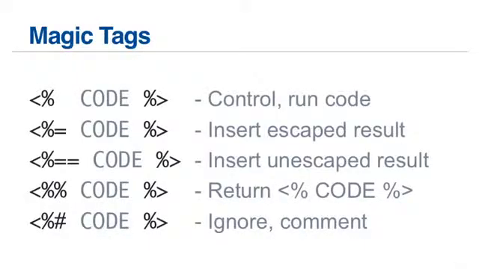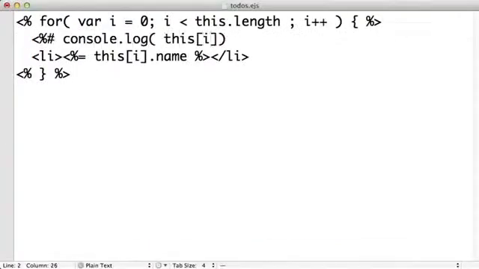The %pound magic tag is used to comment out magic tags. I can comment out a console log.